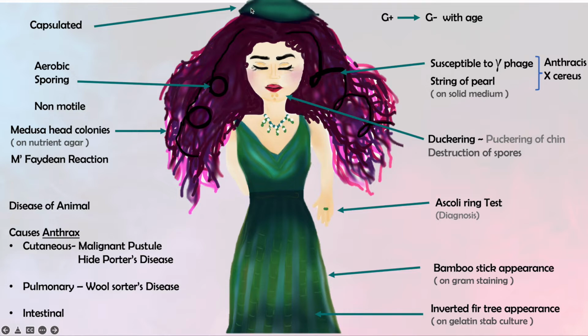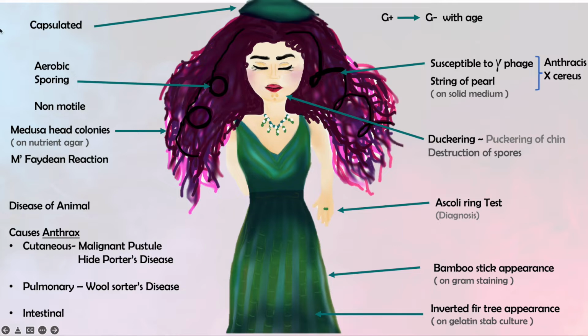She is wearing a cap, has beautiful locks of hair and a few strands making a circle here and a few strands making a gamma sign here. She has a puckered chin, wearing a set of pearl necklace with an Ascoli ring, and she is wearing a beautiful green dress with bamboo patterns over here. So let's go over each feature.